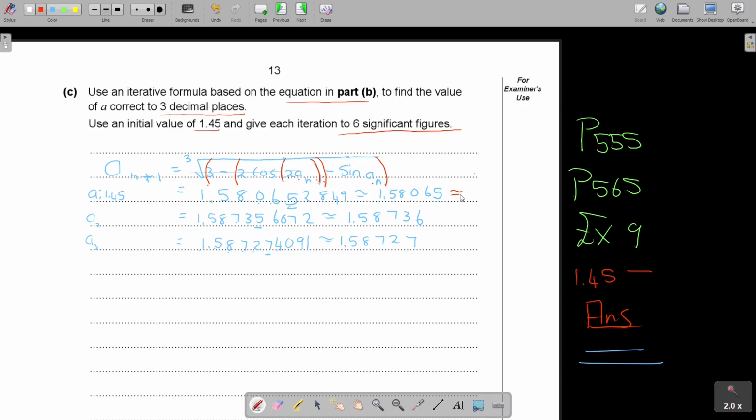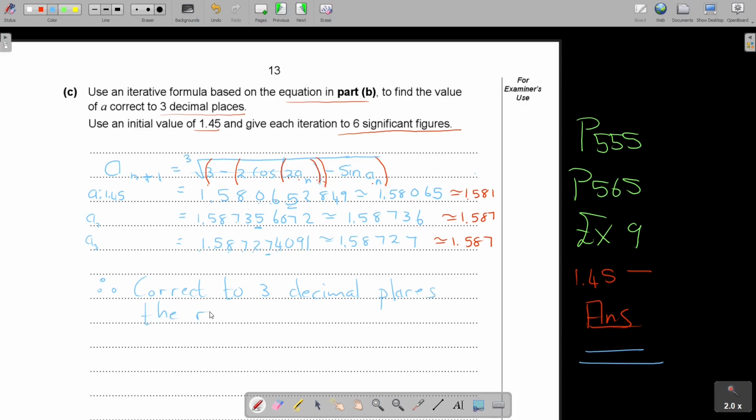So let's look here. You can do it with a pencil also. 1 point, this part, 581, 1.587, and here, do you see it's converging? 1.587. So don't forget to conclude by saying, therefore, correct to 3 decimal places.